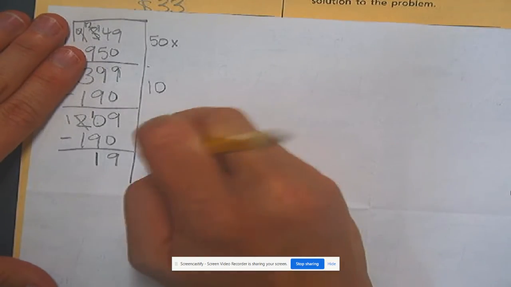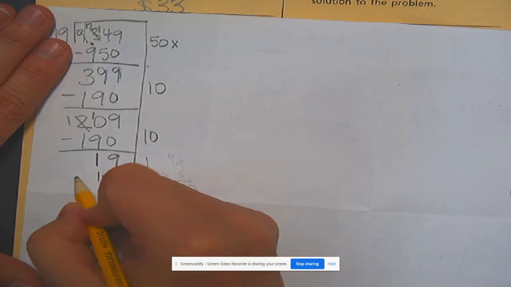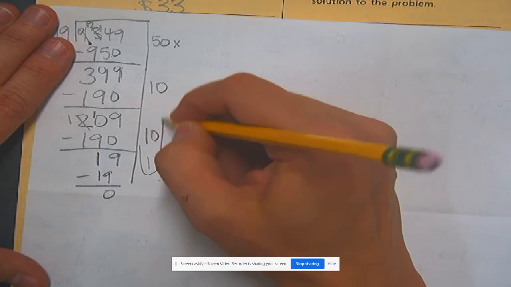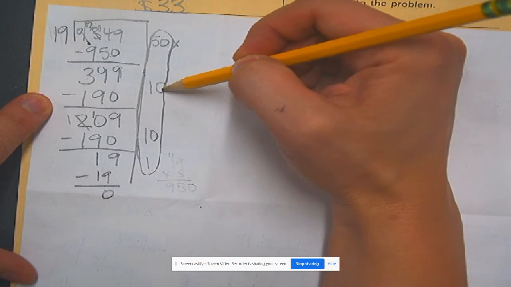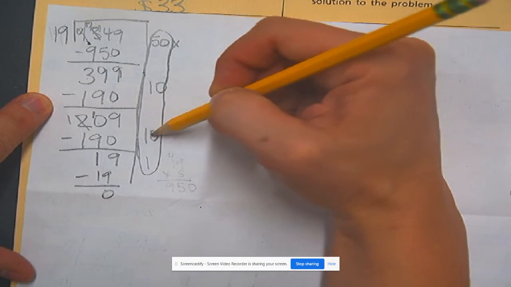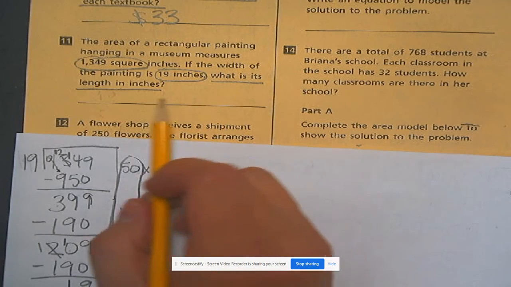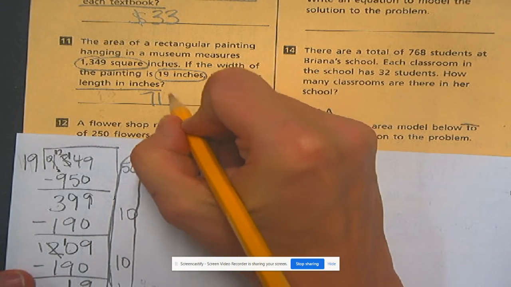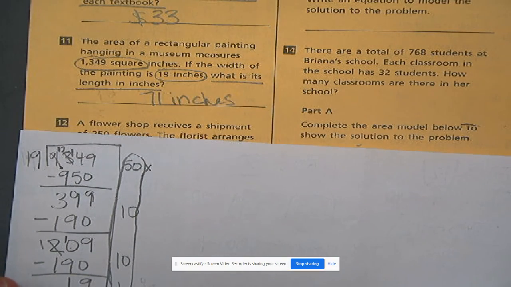Look what that leaves us. So what are we going to take out? One group of 19. 1 times 19 is 19. Okay, here's our answer. 50 plus 10 plus 10 plus 1. So what is the length in inches? 71 inches, or I could write IN, period.